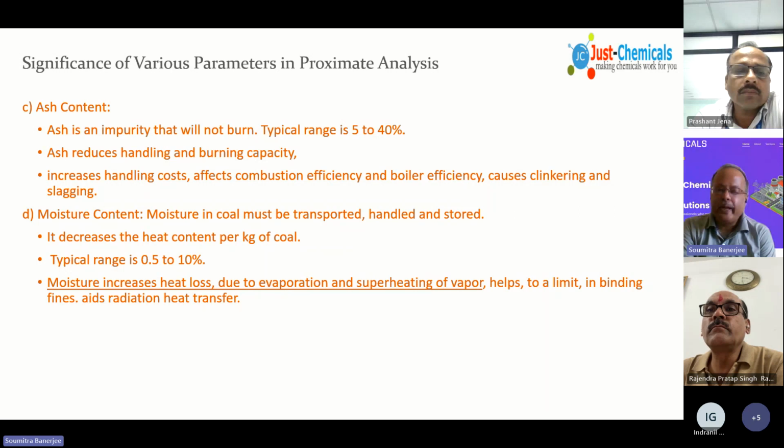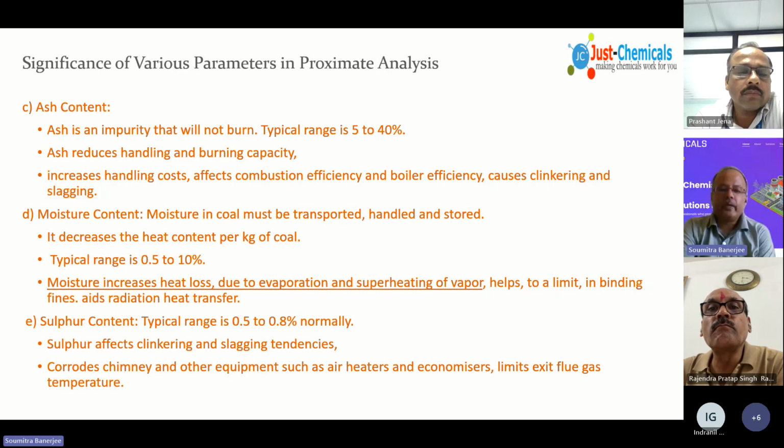Moisture aids radiant heat transfer, and it also helps in binding the fines. And when it binds the fines, it becomes very difficult for the movement of the coal inside the boiler, inside the conveyor or in the pipelines.